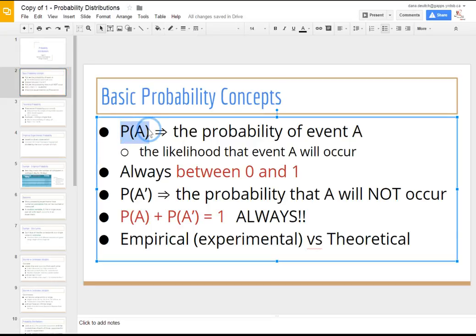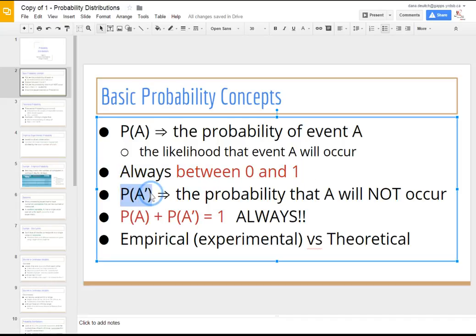So P(A) is our notation which represents the probability of event A. There's no multiplication going on here, this is just notation for the probability of an event. This is the likelihood that event A will occur. Remember that probabilities are always between 0 and 1.